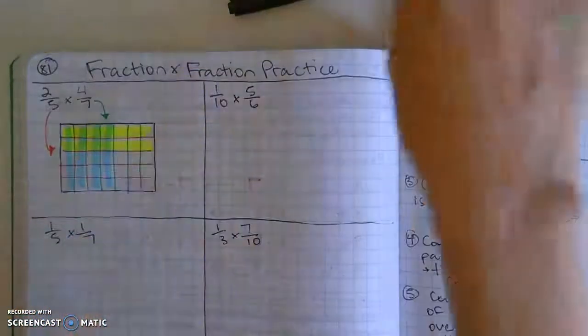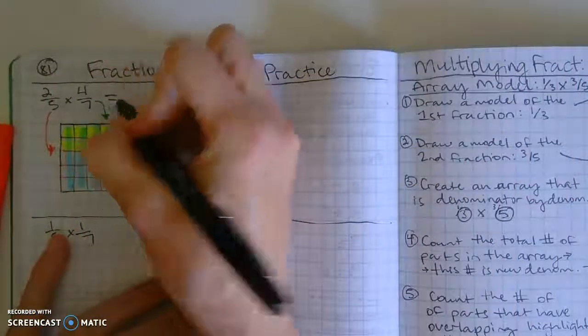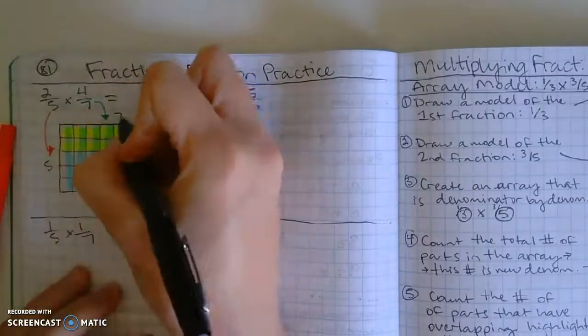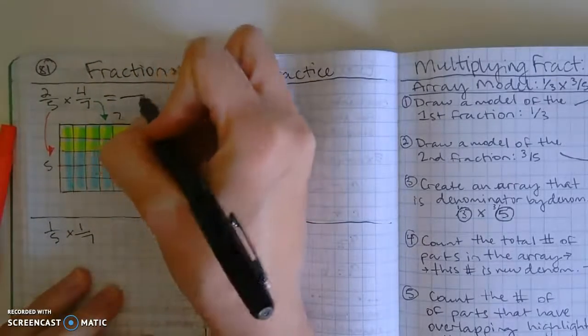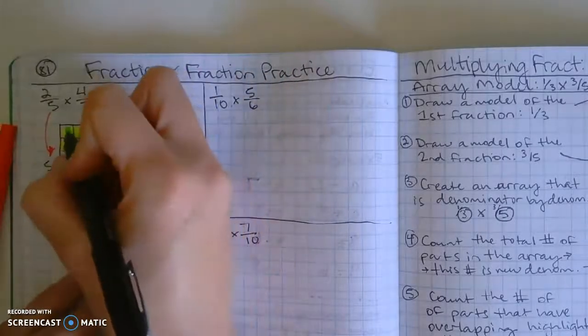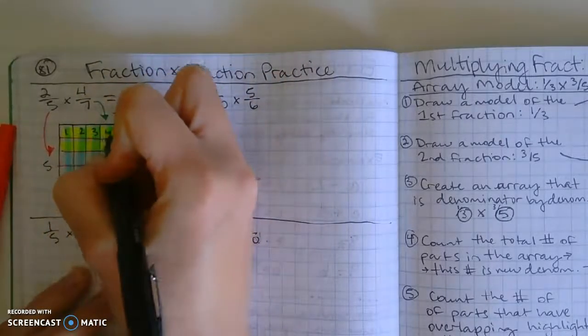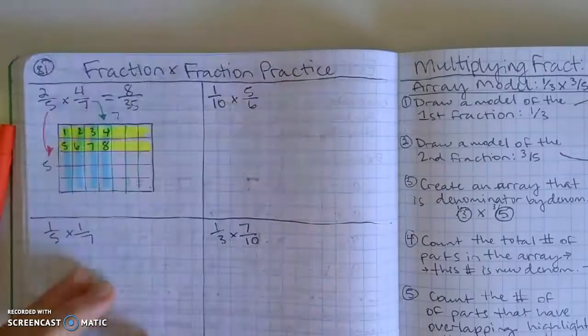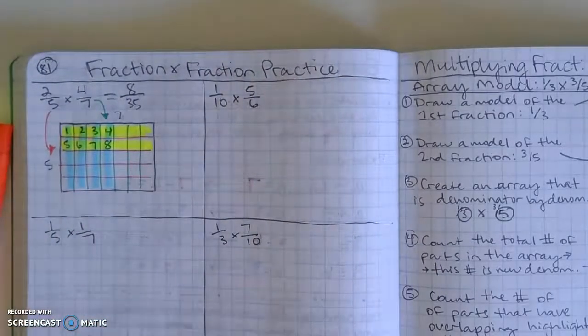Okay, so now I need to count up my total number of squares. And if I do this right, this should be a 5/7. And 5/7 is going to give me 35. And now I'm just going to count those overlapped ones. 1, 2, 3, 4, 5, 6, 7, 8. Okay, so there you go. That's how you would do that one.